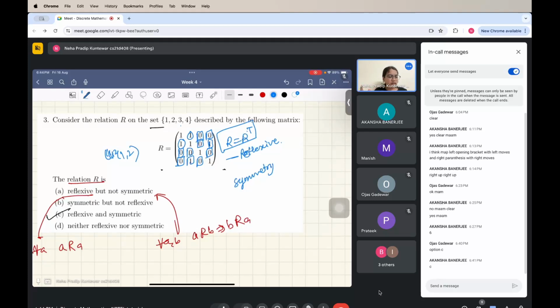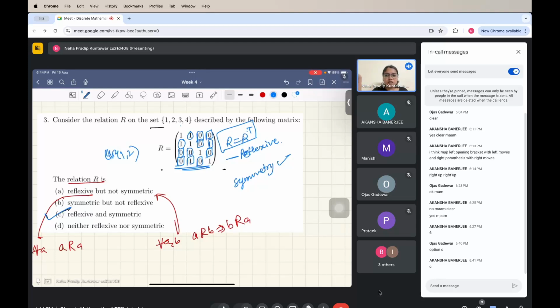So one way is you can look at pair by pair and try comparing whether, if a comma b is there, then is b comma a also there. But since it's a matrix representation, it's easy to see this way. In this case, the values match with their transposes, and therefore this is symmetric. So the answer is reflexive and symmetric, which is what most of you answered. But I just have one additional question to pose.